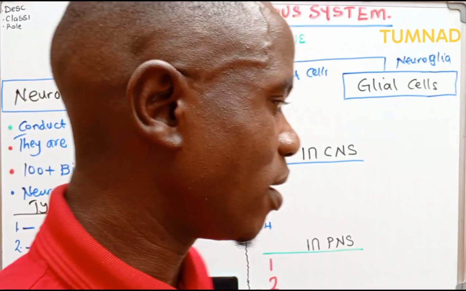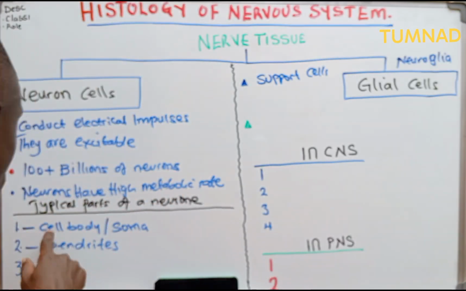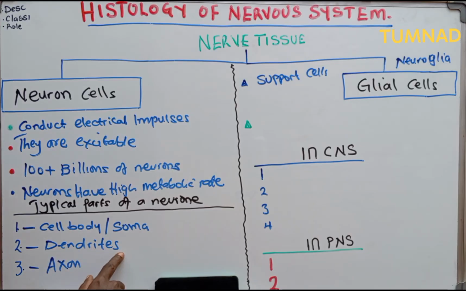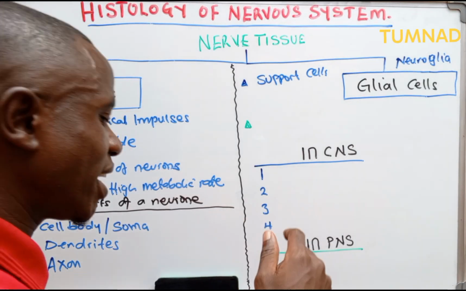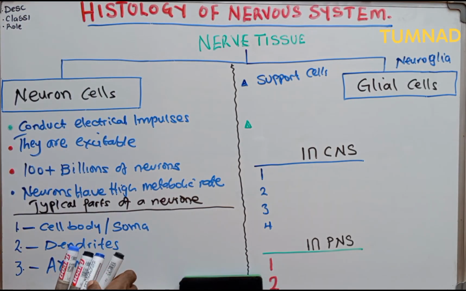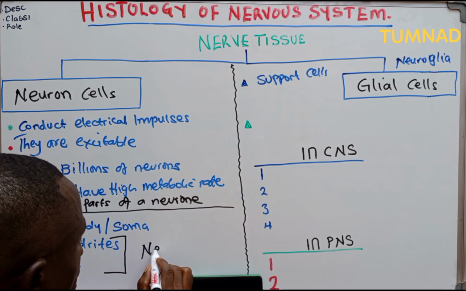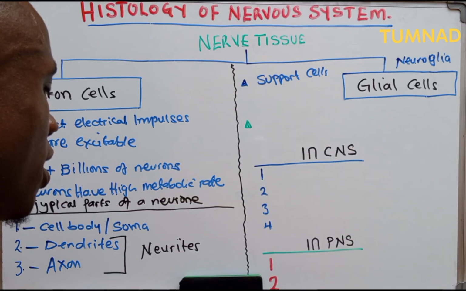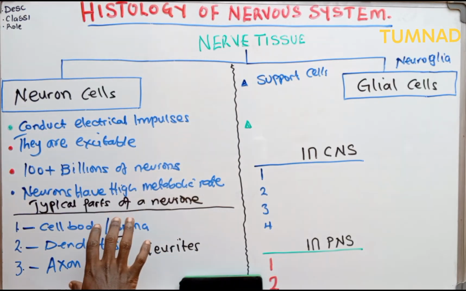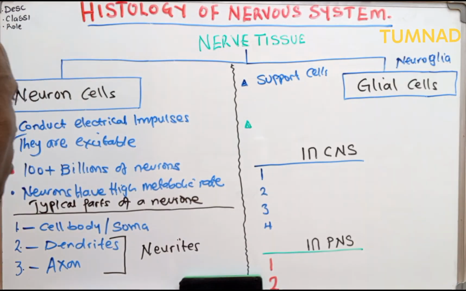So in other words, you are going to have two extensions from the cell body: the dendrites and then the axon. These two extensions from the cell body can collectively be called neurites. Such a beautiful thing.